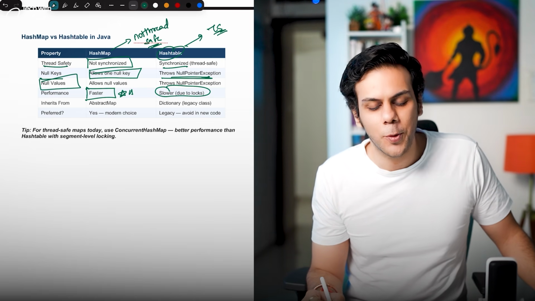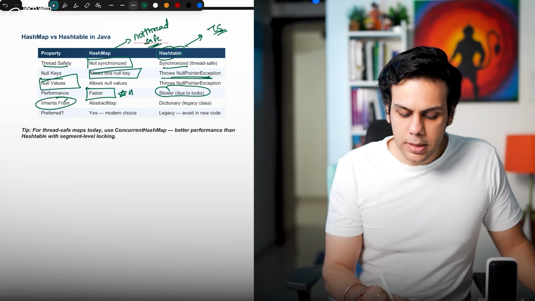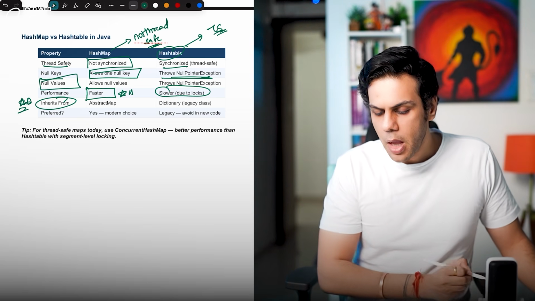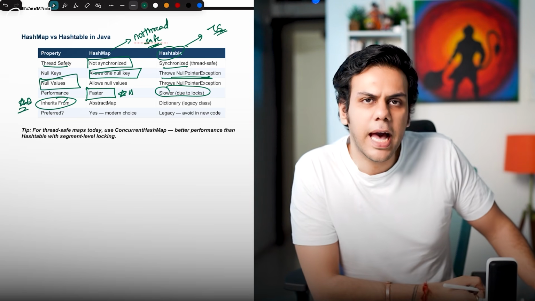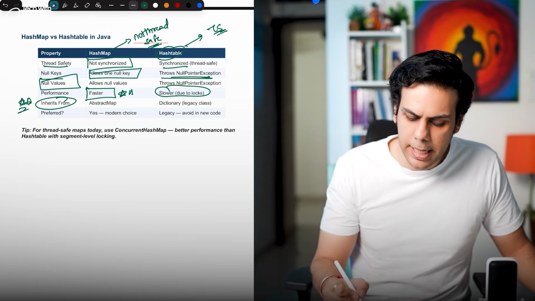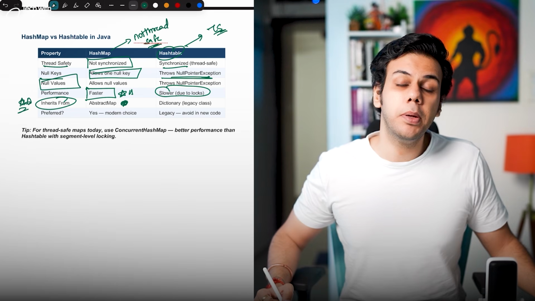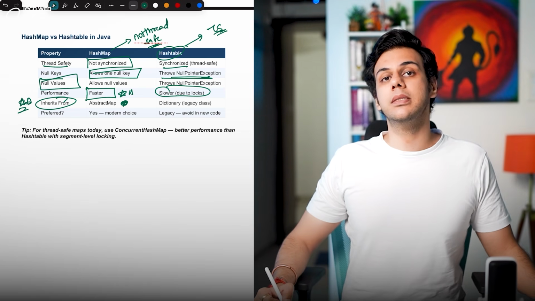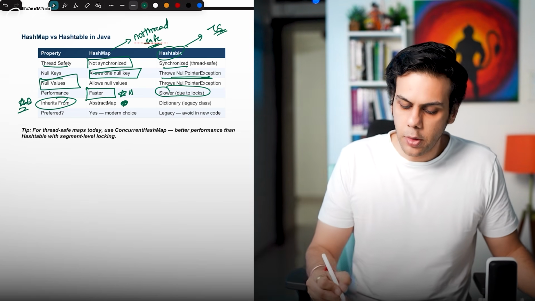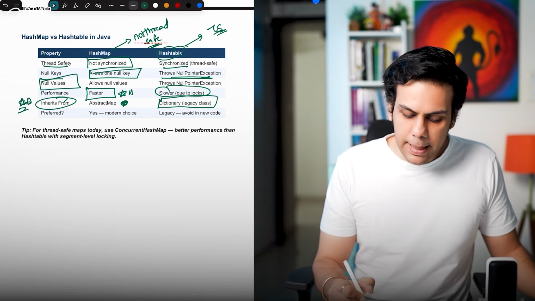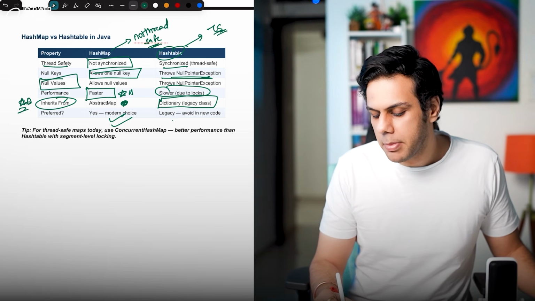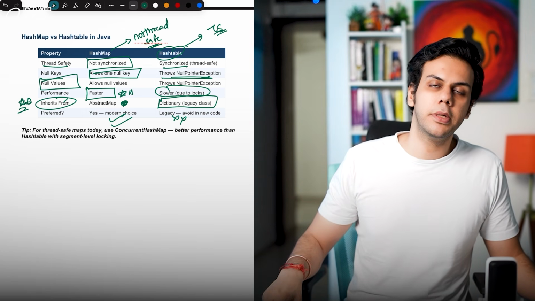reason it is slow. Inherits from, this is also very important. When we are talking about inherits from, hash map inherits from abstract map. Remember this particular name, that's important. And hash table basically comes from dictionary, which is a legacy class. Now, in your modern application, you will always prefer hash map. You don't really use hash table.